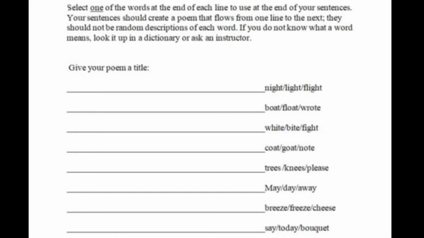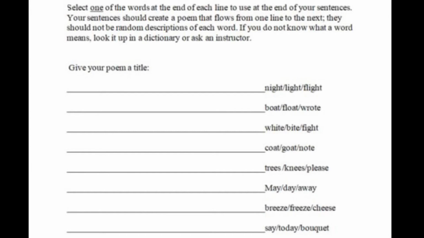Okay, this is the actual assignment or part of it. I had to cut off part of the words on the bottom. But let's read the directions, as always important. Select one of the words at the end of each line to use at the end of your sentences. Your sentences should create a poem that flows from one line to the next. They should not be random descriptions of each word. If you do not know what a word means, look it up in a dictionary or ask an instructor.